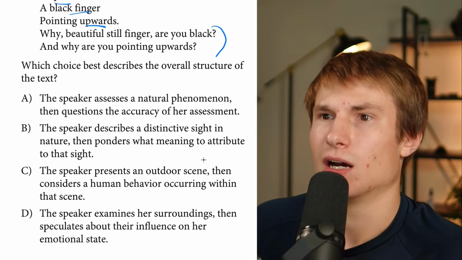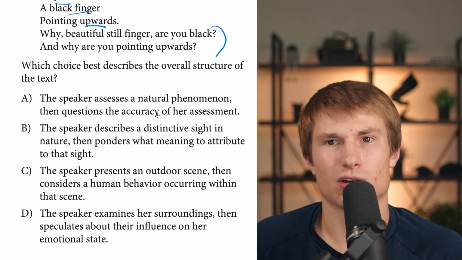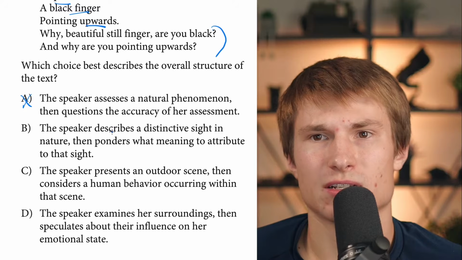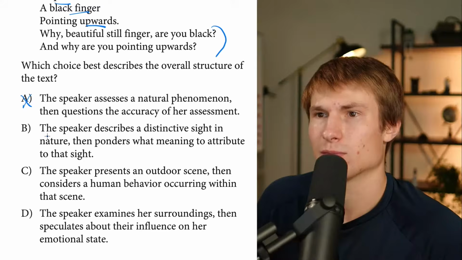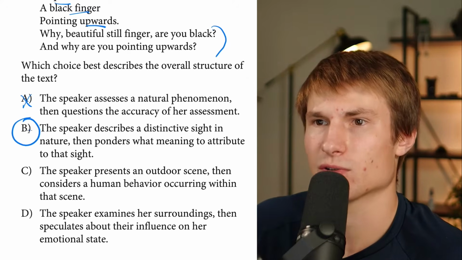So we've got option A, the speaker assesses a natural phenomenon, then questions the accuracy of her assessment. No. B, the speaker describes a distinctive sight in nature. Okay, that part is true. Then ponders what meaning to attribute to that sight. Yes, that's perfect. So our answer would have to be B.